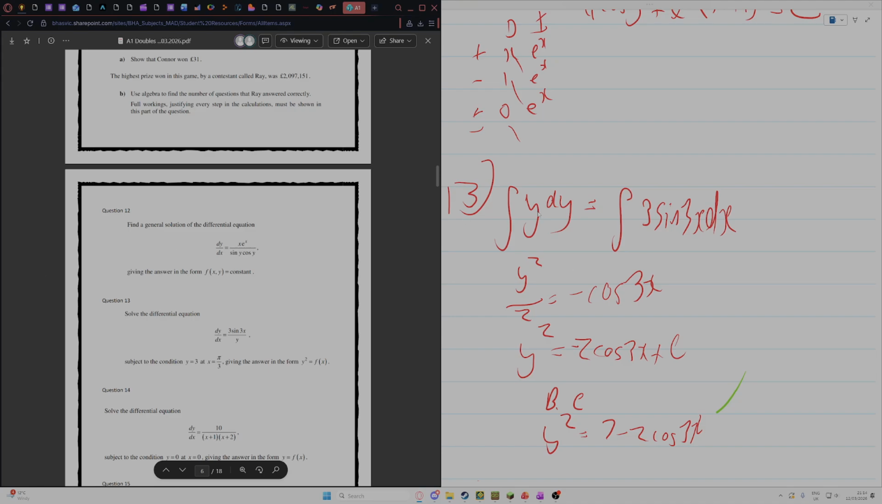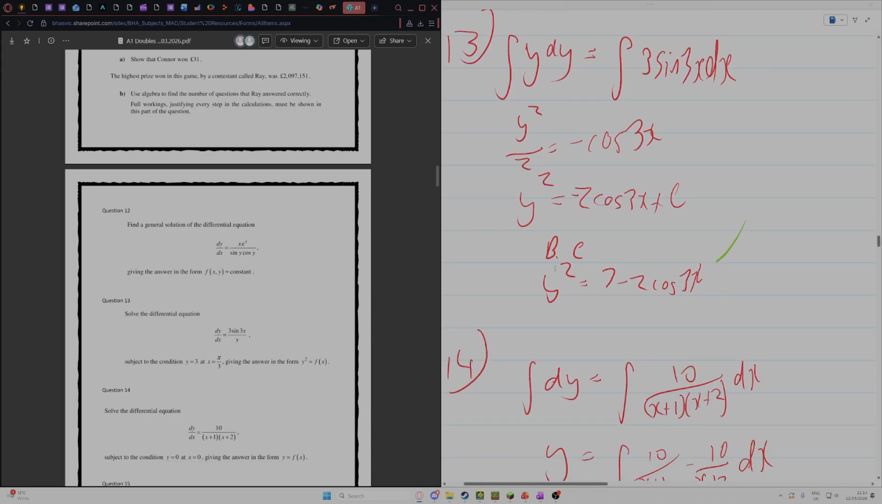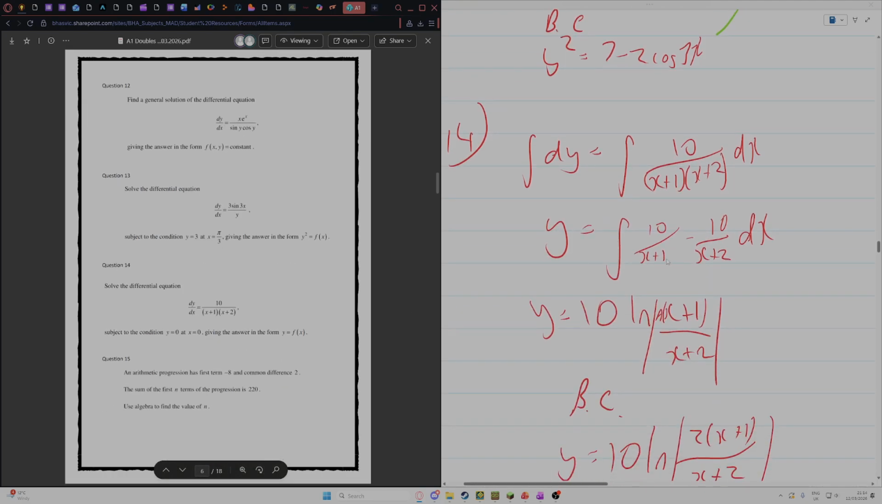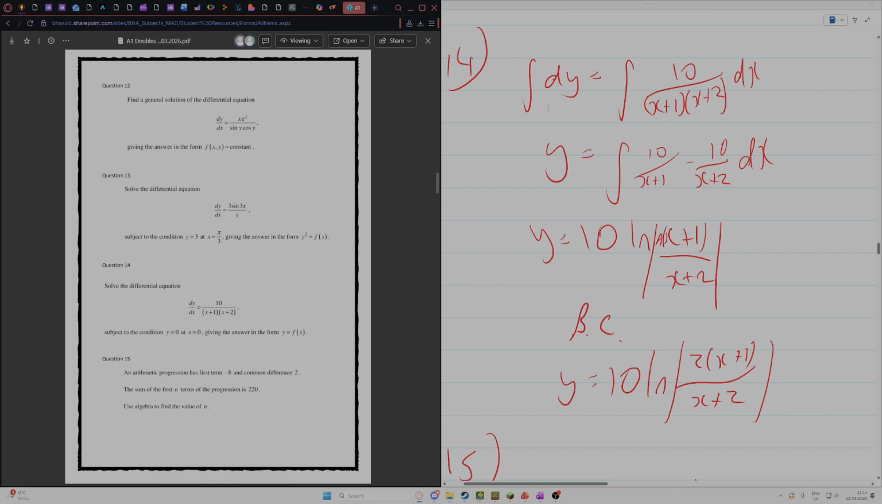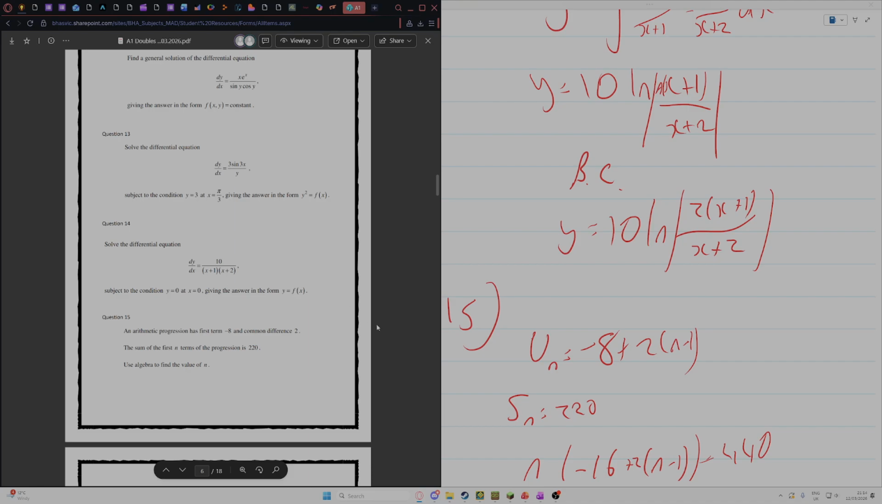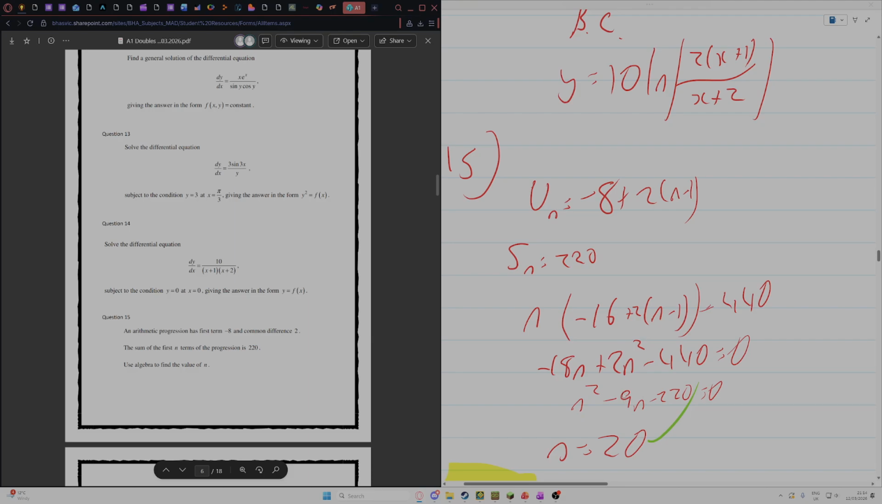Question 13, separation of variables again. Boundary conditions, cool. Question 14, this is nice. Another differential equation, just partial fractions this time. Boundary condition again. Very, very repetitive. A bit section B. It's not much different, unfortunately. Spoiler alert. Question 15. This is really not very interesting at all. It's just UN, SN, solve, and then you get your answer.